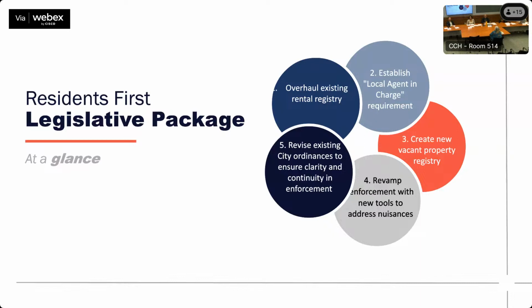So what does this package do? It amends about 23 different sections of the code. The idea is to overhaul the existing rental registration process, establish a local agent in charge requirement for rental properties, create a new vacant property registry, revamp code enforcement tools and add new tools to address nuisance conditions that our residents are grappling with every day, and revise existing city ordinances for clarity, continuity, and enforcement between divisions, so fire, health, building and housing are more aligned. Right now, it's very bifurcated.